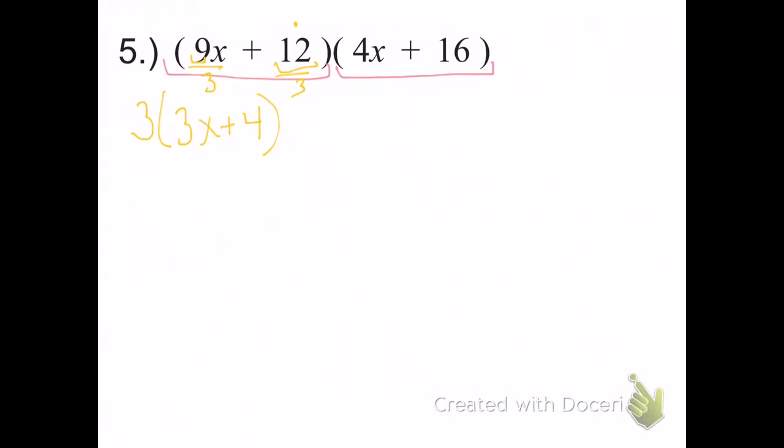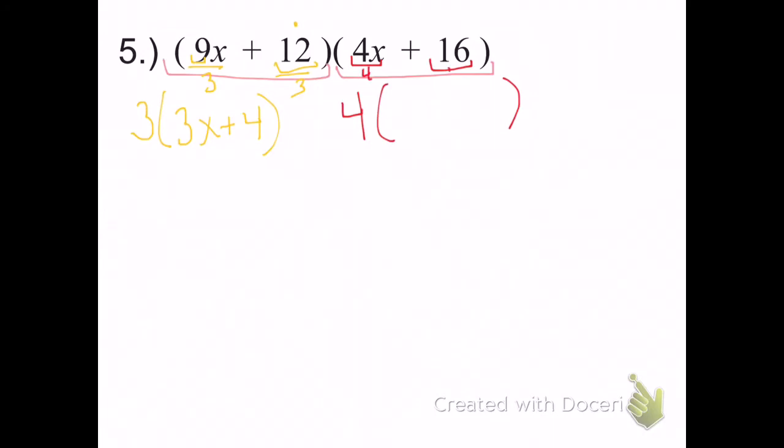Now let's look at our second. I have our 4x, and I have 16. What number divides 4 and 16? Well, 2 does, because they're both even, and 4 does, because 4 divides itself, and 4 divides 16. So we're going to be taking out a 4. Let's see if we can take out any x's. Can we? No, because the 16 doesn't have an x. If it did, then we could, but since it doesn't, we'll just figure out what's left over.